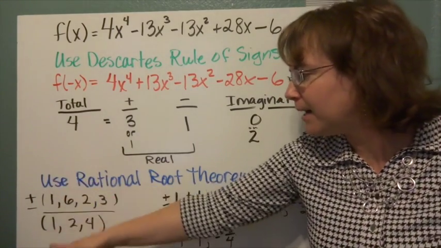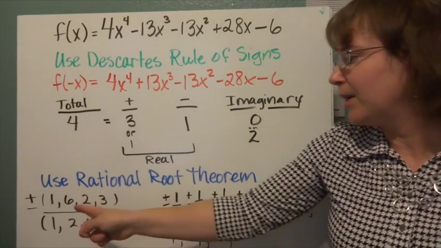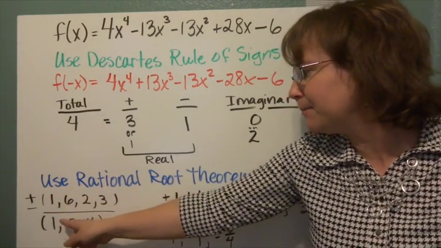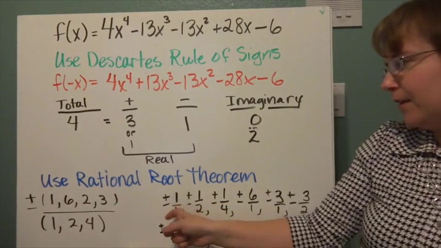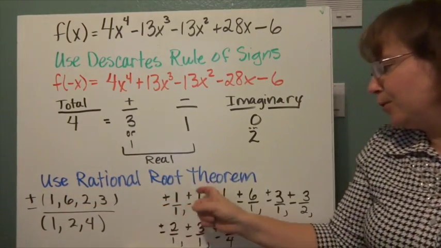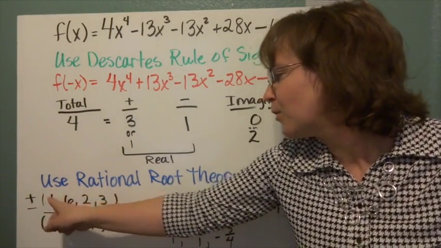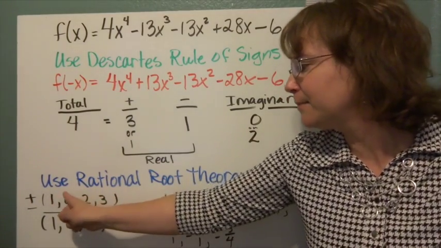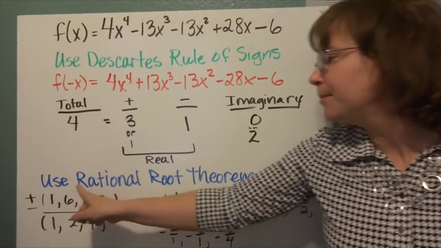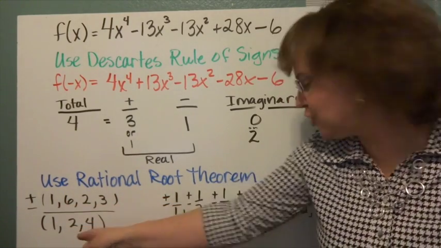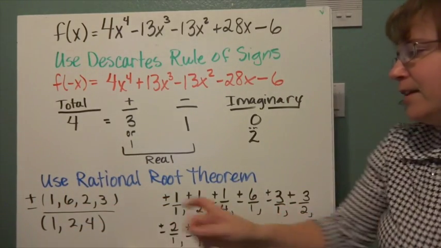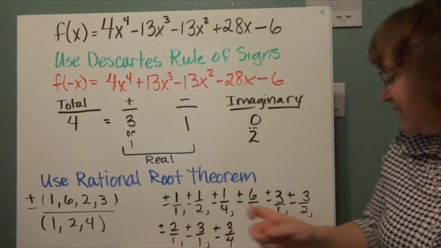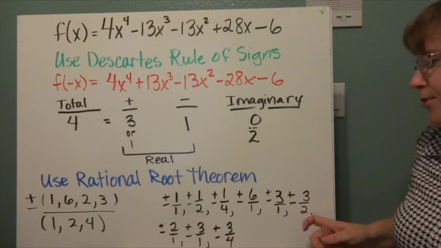And then looking at the possible combinations, I'm going to go ahead and start over here with my 1. So I have plus and minus 1 over 1, that's here, plus and minus 1 over 2, plus and minus 1 over 4. And then I'm going to look at the 6, plus and minus 6 over 1, plus and minus 6 over 2, which is just 3 over 1, plus and minus 6 over 4, which is really just the same as 3 halves, so plus and minus 3 halves.